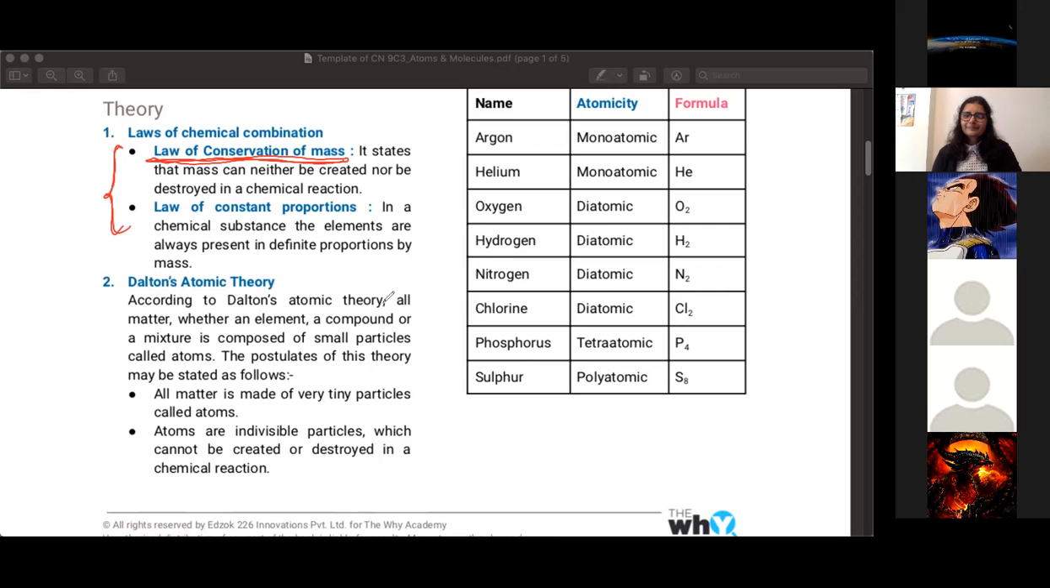Ma'am, is it when there is an action, there is an opposite reaction? Is it that? No, that is Newton's third law. Ma'am, could you repeat the question? What is the law of conservation of momentum?